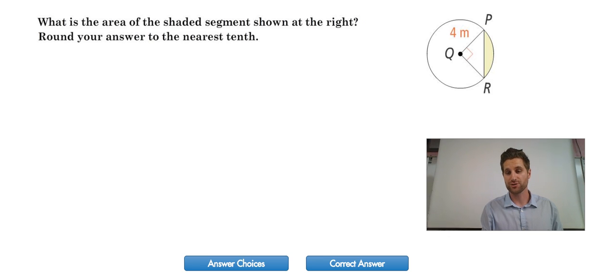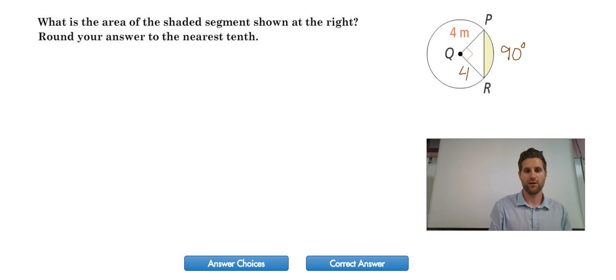So first of all, I see my central angle is 90. That means arc PR is going to be 90 degrees. You don't want to confuse that with our length. And then this is also going to be 4 because it's a radius, and we want to go ahead and find the sector and the triangle and then subtract them. So we're going to find the sector, and we're going to subtract the area of the triangle. So that's what we're hoping to do.